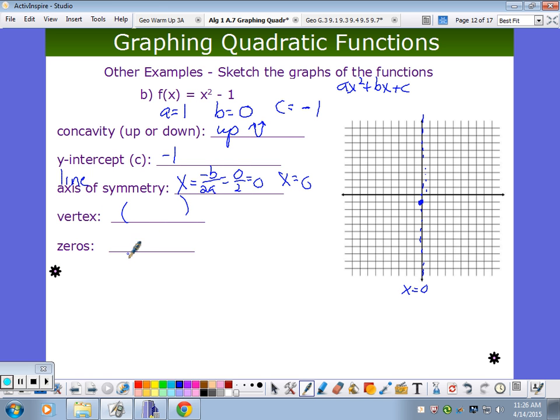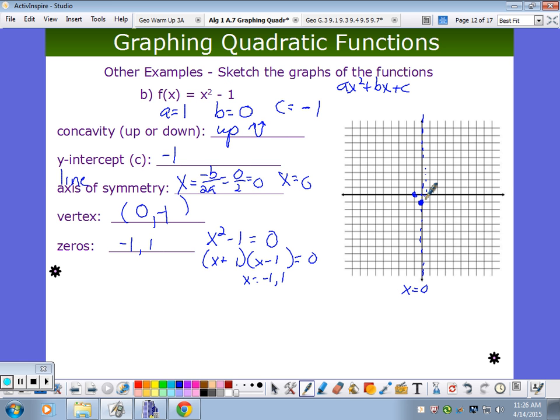Vertex. What's the x value of the vertex? 0. Right, plug in. This one is easy to plug in. What's my y value? I saw it already. So this is one of those where I don't have a lot of clues here. What about zeros? When does x squared minus 1 equal 0? What type is this? Type 2, which is like sum or difference, right? What's the square root of x squared? Square root of 1, plus or minus. So what are the zeros? 1, negative 1.